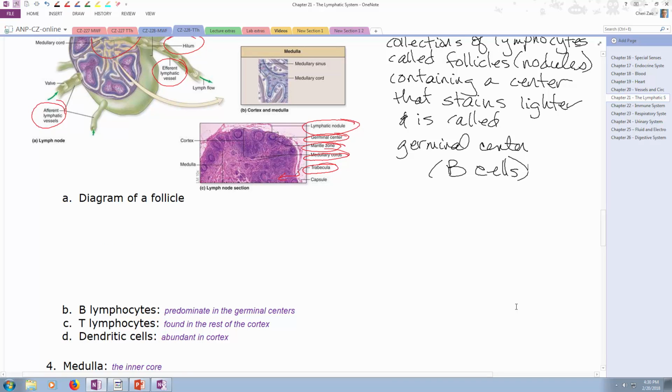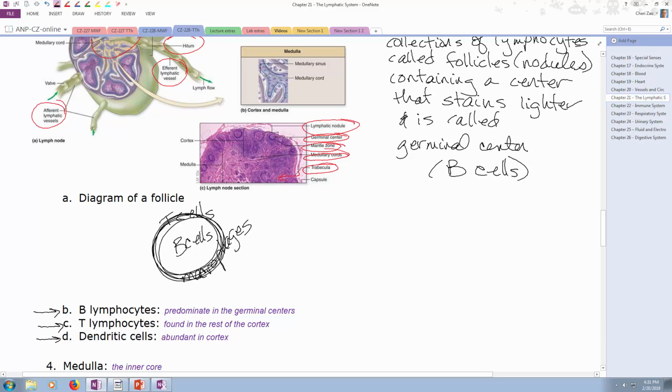So if we're going to draw our own follicle, you have a darker outer aspect, and here are our B cells, and the follicle will have a lot of T cells and macrophages on the periphery. Going down, our notes say B lymphocytes predominate in the germinal centers. In other words, they are in other areas, but that's where you are for sure going to be able to find them and identify them. T lymphocytes are found in the rest of the cortex.